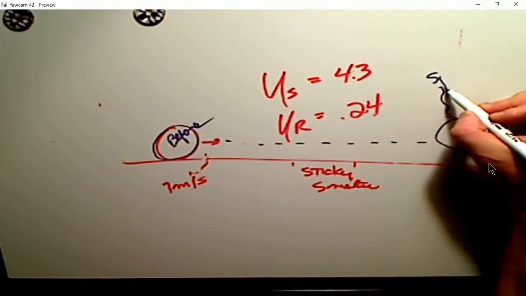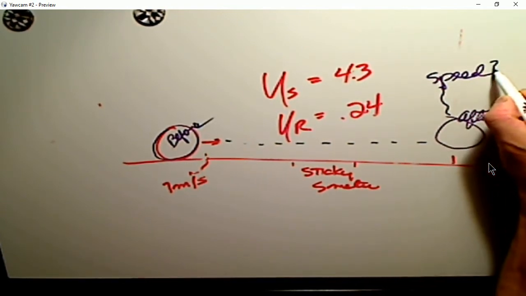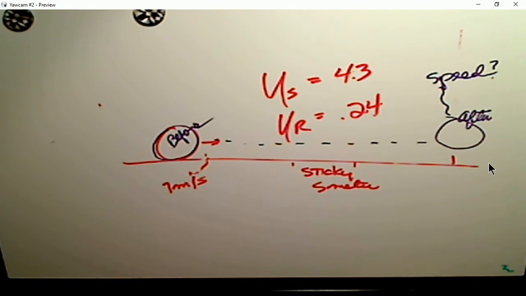What's its speed here? How do we calculate that? Well, look at that carefully. Maybe take a few minutes to think it through.